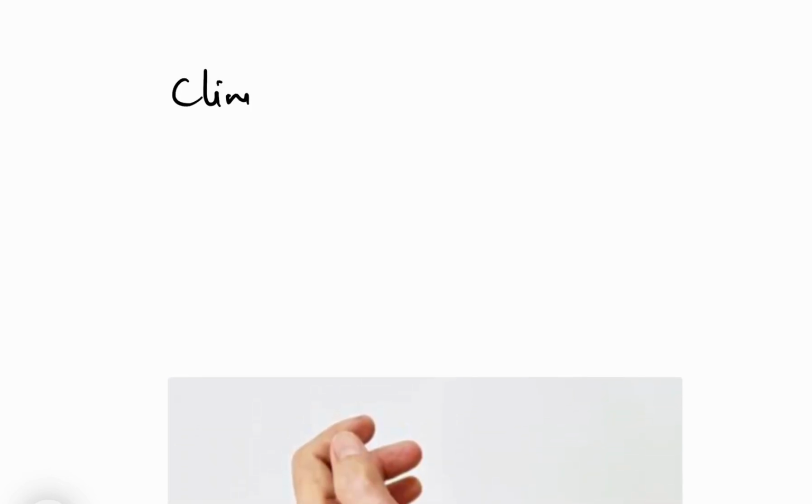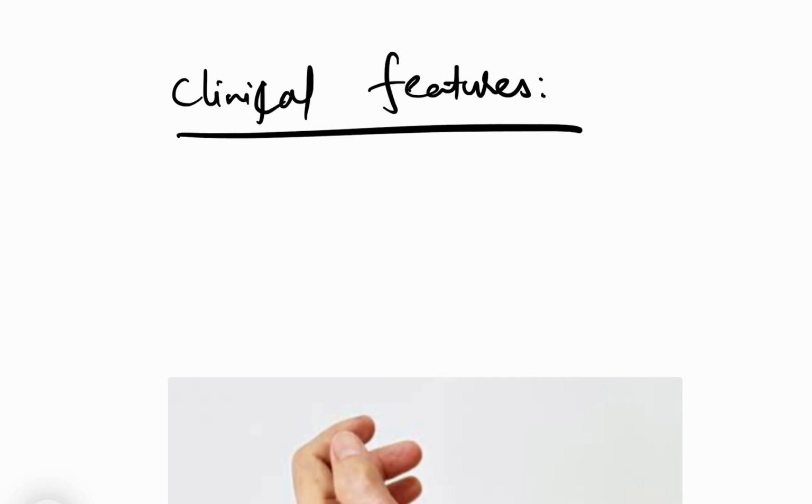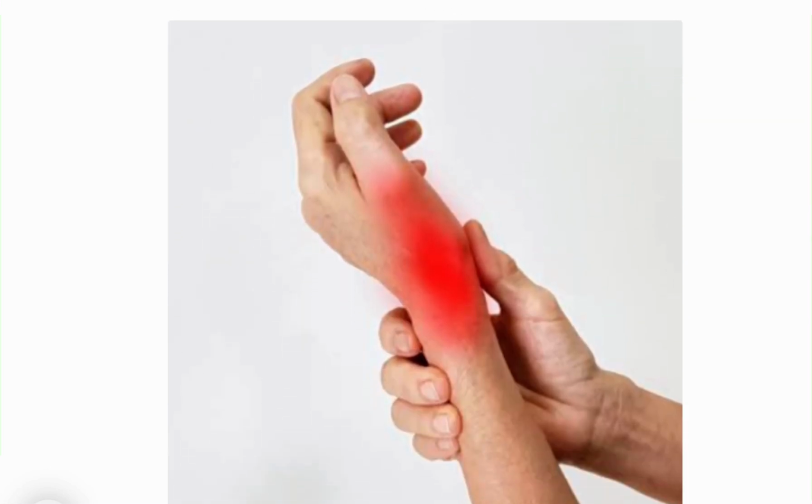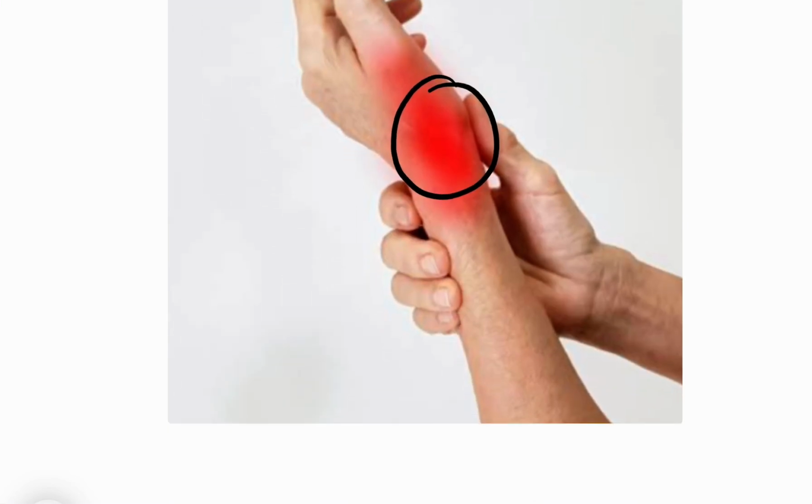So what are the signs and symptoms, or the clinical features, of this condition? The most important clinical and diagnostic feature is that the patient will complain of unilateral pain and tenderness, or burning sensation or weakness, on the radial side of the wrist. Because of this the patient is not able to use this part of the hand properly.